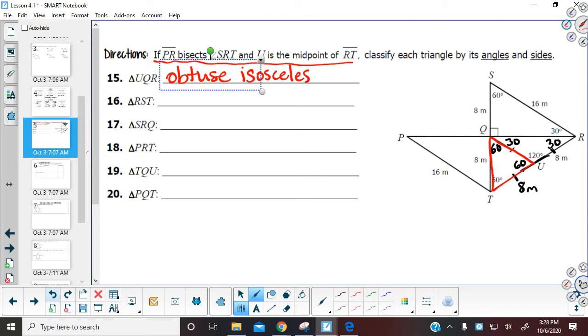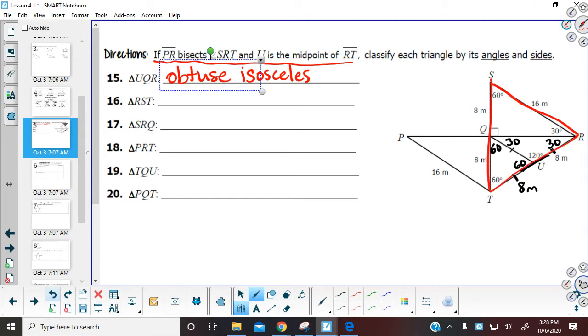So those add up to be 180. So we can find missing information. So then when I go ahead and I start classifying my other options, I have triangle RST. So I have this big R to S to T, that big triangle.